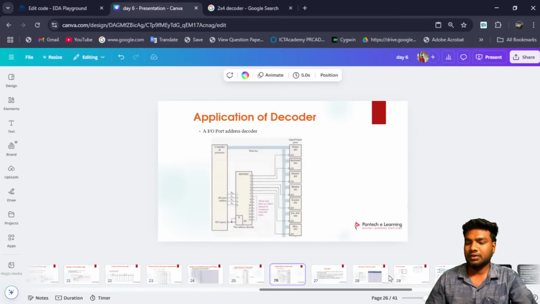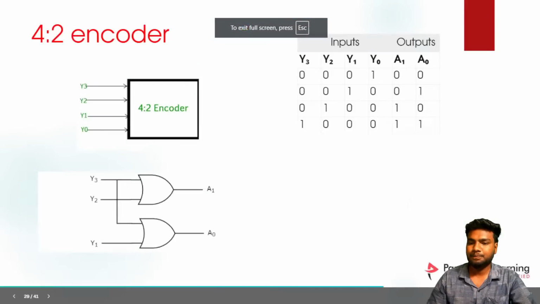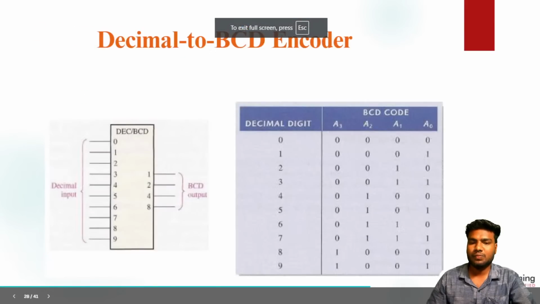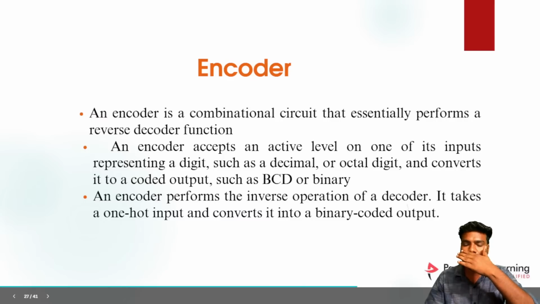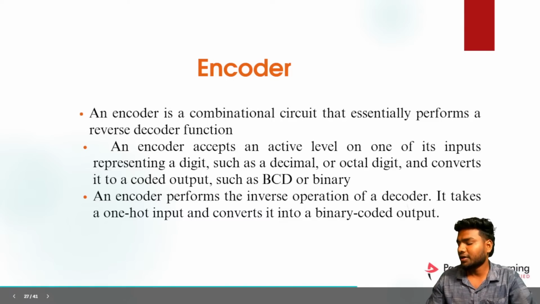So we have seen the decoder; now we see the encoder. The decoder is the opposite operation of the encoder. The encoder compresses the signals into the required outputs. Like if you use a 4x2 encoder, you have 4 inputs and then 2 outputs. So this is the functionality of the encoder.